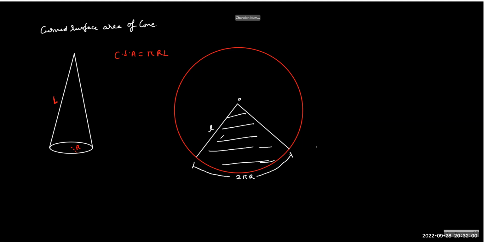So we know that the entire area of a circle is how much? πL², isn't it? The entire area of the circle is πL². Or anyway, if you know the relation, what is the area of a sector? If this is theta, what is the area? So the area of a sector is half R² theta, which is half L² theta.